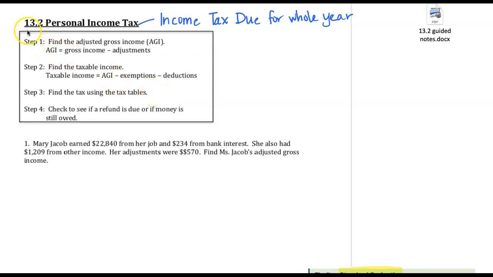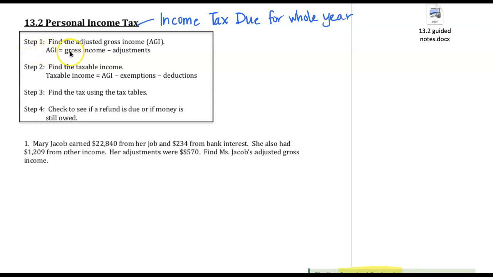Let's discuss Chapter 13, Section 2 on personal income tax. This is the income tax due for the whole year, what you'd be calculating to meet the deadline for that April tax day. Okay. Our first step is to find the adjusted gross income.